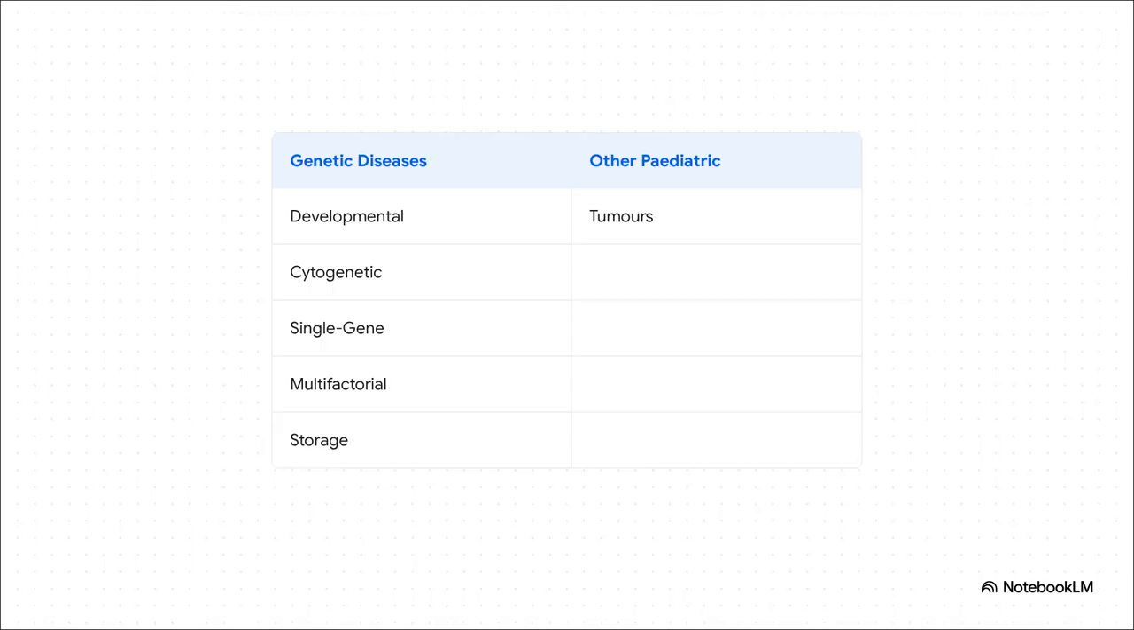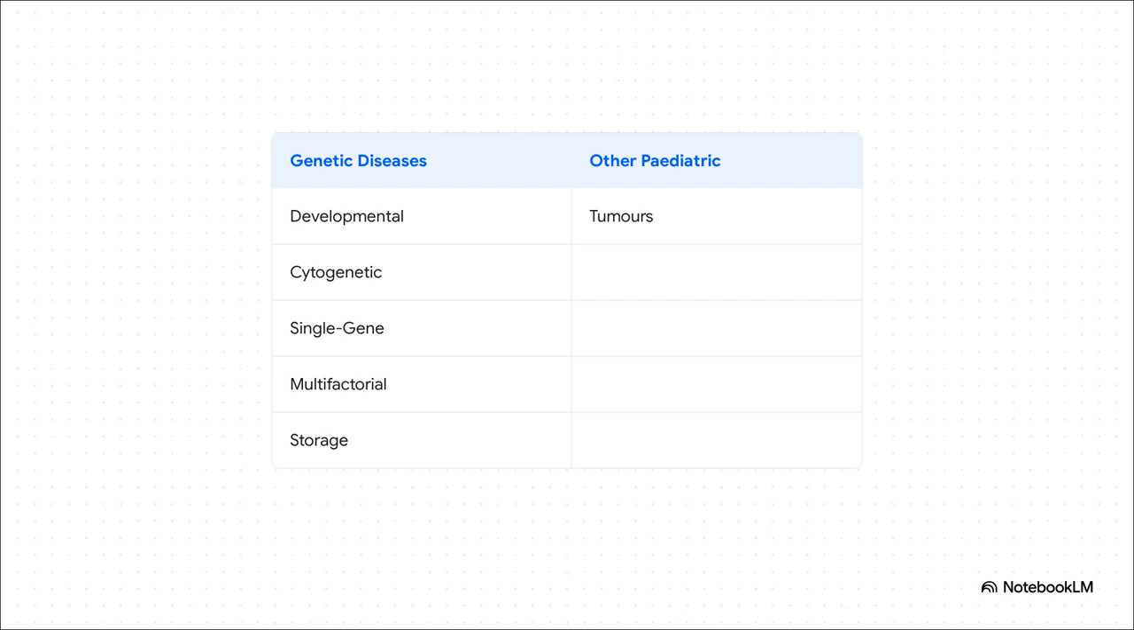So, let's see how this builds our final, complete picture. We've got a 2-column breakdown here that summarizes the entire taxonomy we just traveled through. Over on one side, that deep dive into genetic diseases, from broad developmental issues all the way down to specific metabolic failures. And on the other pediatric domain, focusing heavily on childhood tumors.